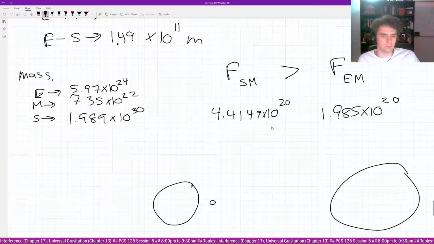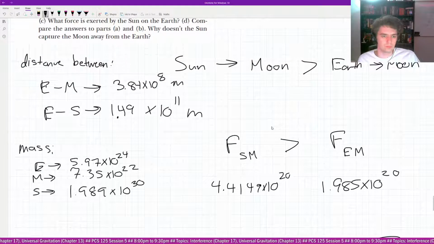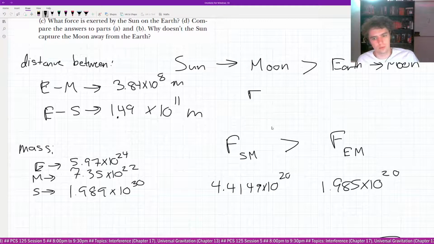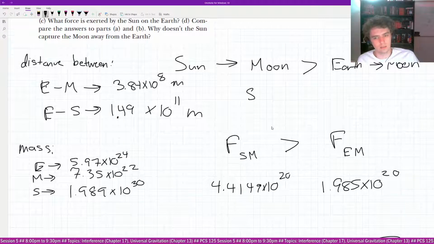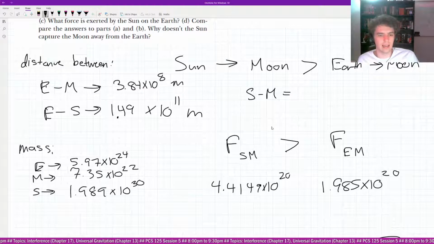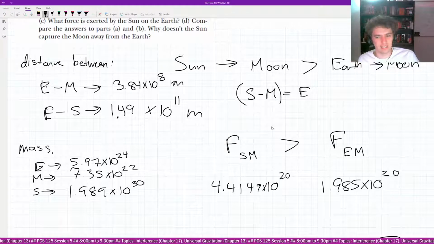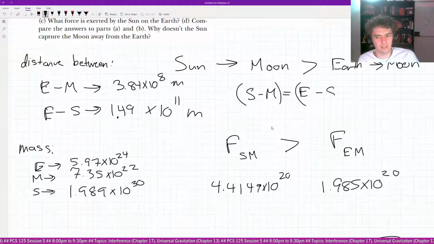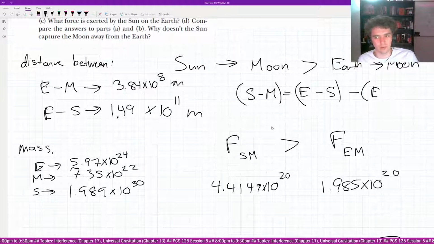I have a question. In your solution, you have the distance between the Earth and the sun, but shouldn't it be the distance between the sun and the moon? Yeah, I didn't write it. My notation's a little weird here, but hopefully it makes sense. The distance between the sun and the moon is the distance between the Earth and the sun minus, that's an actual minus sign, the distance between the Earth and the moon.